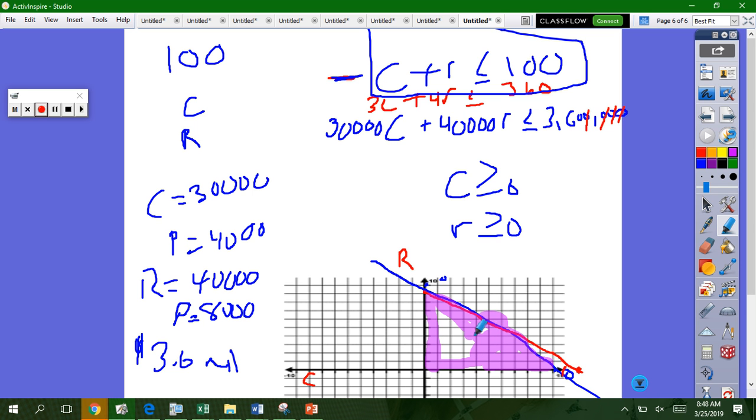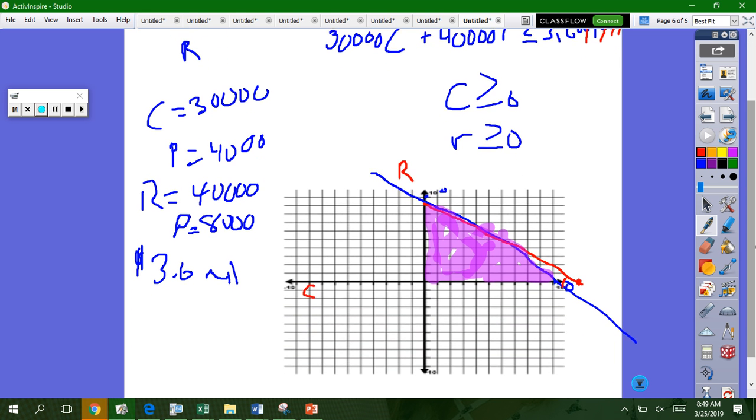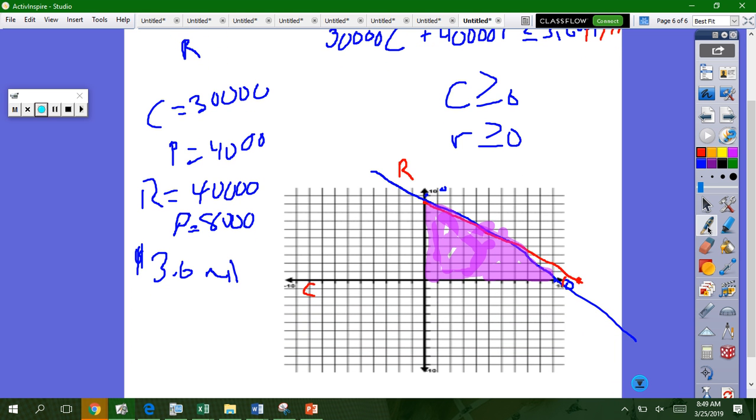How many times do two lines intersect? They intersect how many times? Once, right? So it might look like it hits a couple times, but it's only hitting it once, isn't it? So I've got to find that intersection. So once again, I need to look for all locations of the corners.